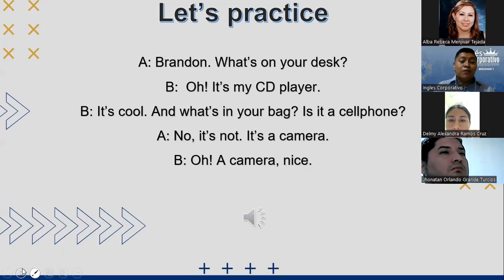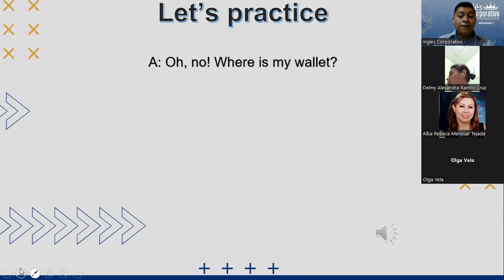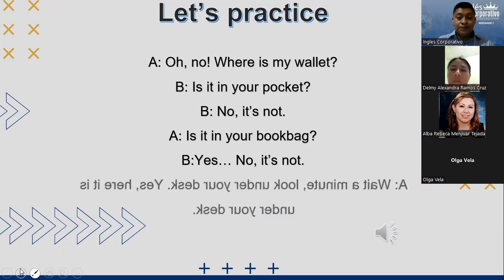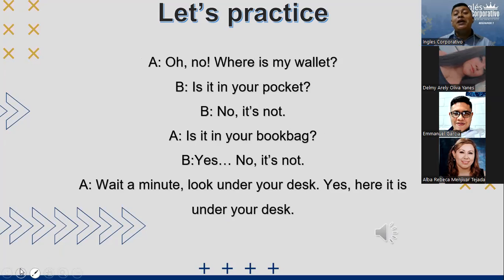Let's go with the last conversation. Three. Okay, what is the meaning of wallet in this question? What is the meaning of wallet? Okay, where is my wallet? ¿Dónde está mi billetera? Is it in your pocket? What is pocket? What is the meaning of pocket? Está en tu bolsillo. Okay, it's a question.